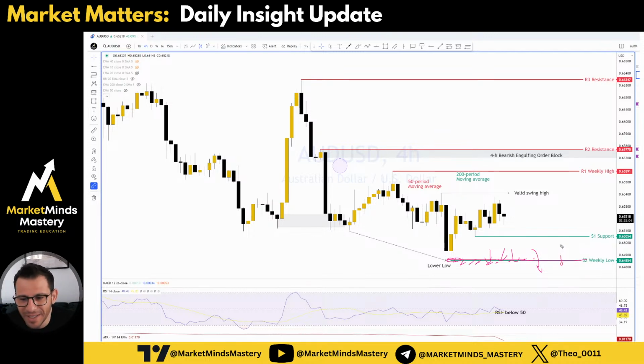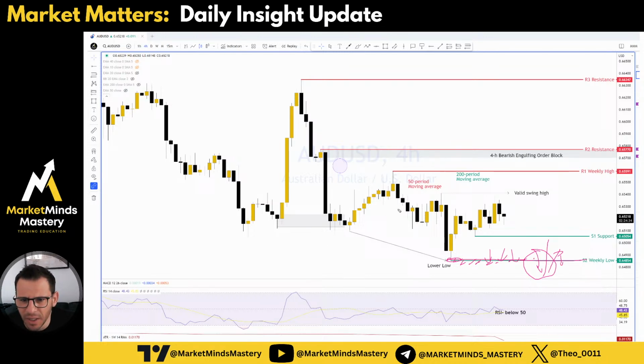Now, what will be the significant thing? The significant thing is to see the buyers stepping in and reversing this move here with a kind of hammer or a long lower wick candle, a bullish pin bar, to give us a clue that this market is going to shift. So until that happens, we are still on the sidelines.